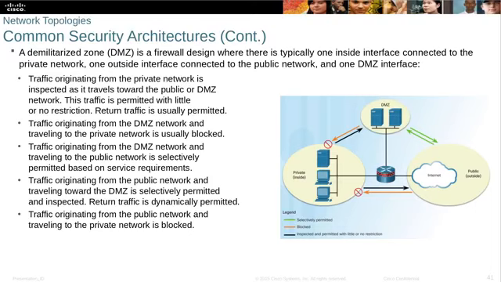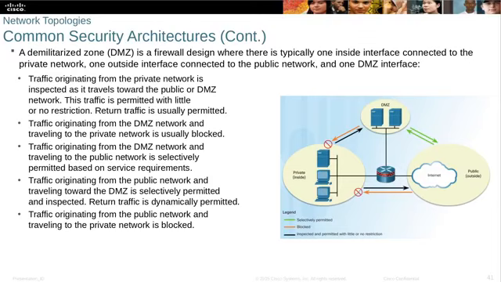A common thing with firewalls is the use of a DMZ, or demilitarized zone. This is a firewall design where there's typically an inside interface connected to the private network, an outside interface connected to the public network, and what's known as a DMZ interface. So traffic initiating from the private network is inspected as it travels toward the public or the DMZ network, and if the traffic is return traffic, then it's permitted.